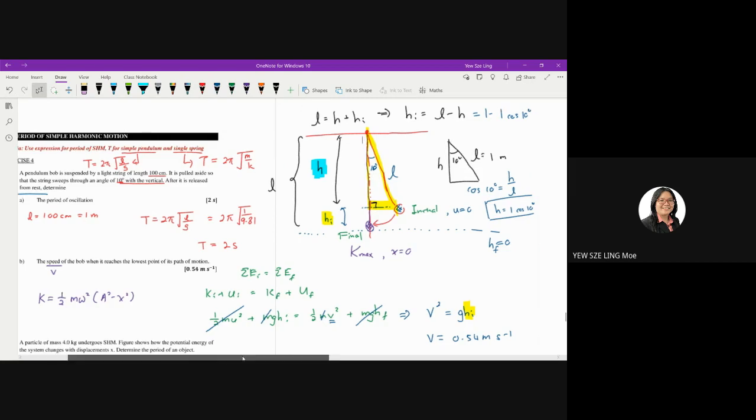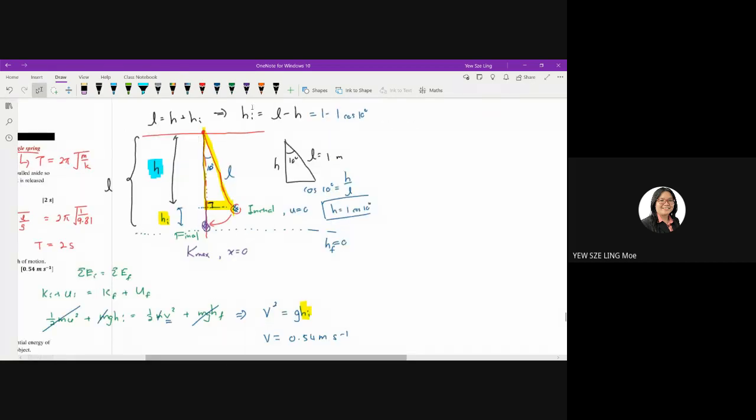So apa yang terjadi di sini, basically, I'm just going to go through it quickly again. So what happened right here? You have a pendulum. Initial position is here, and then final position is here. But both of them, because you're looking at the same pendulum, the length is still L. So what we are calculating is the difference in the height. So this is our HI.